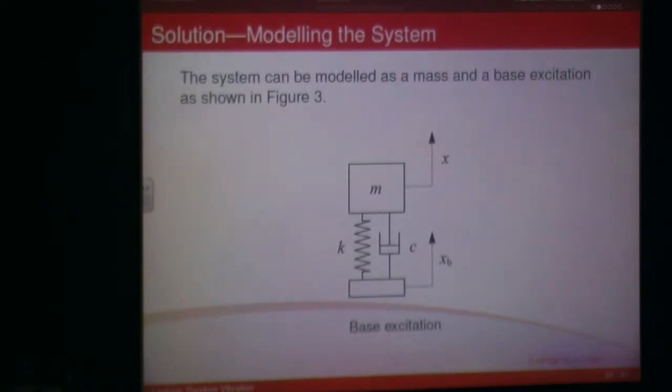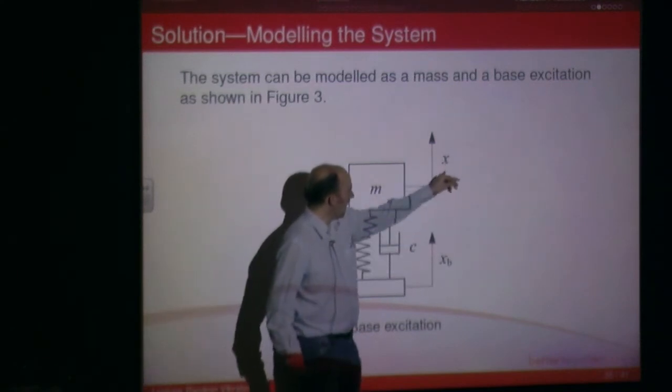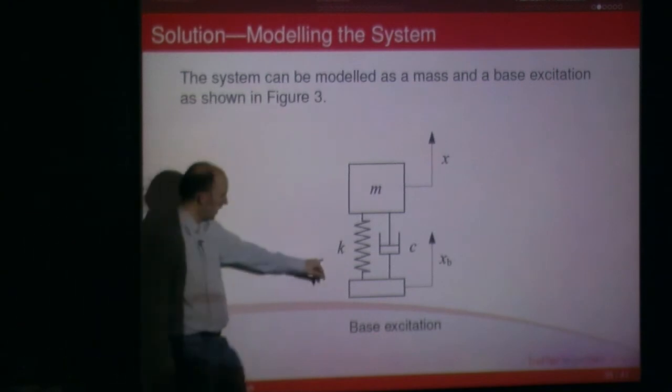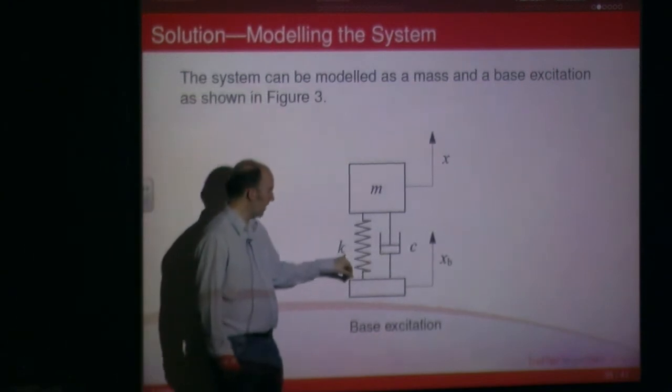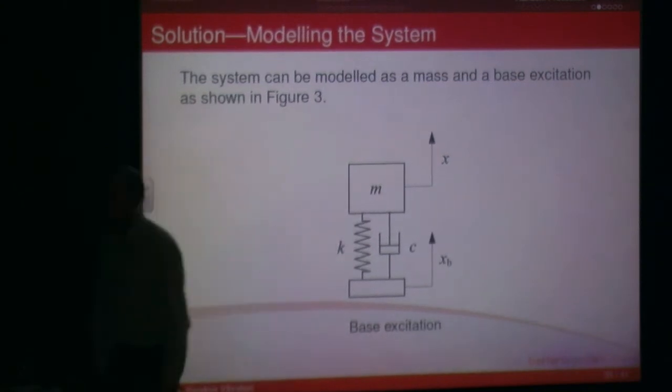So this system can be modelled as a mass with a base excitation. My input in this case is xb, or x double dot b, and my output is going to be x, or x double dot. And between the two, I've got a spring and a damper. I've got the value for the spring, the value for the damper, and the value for the mass.